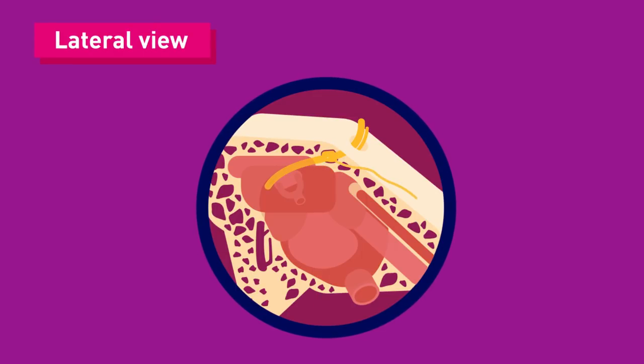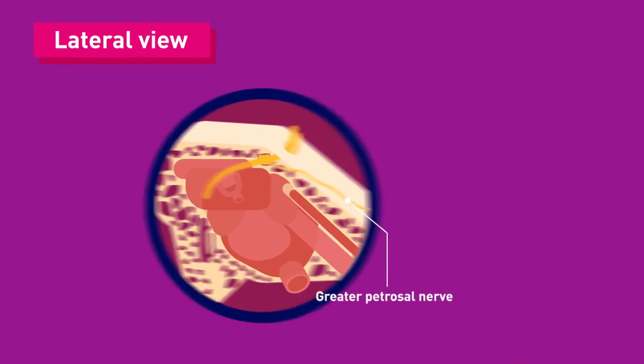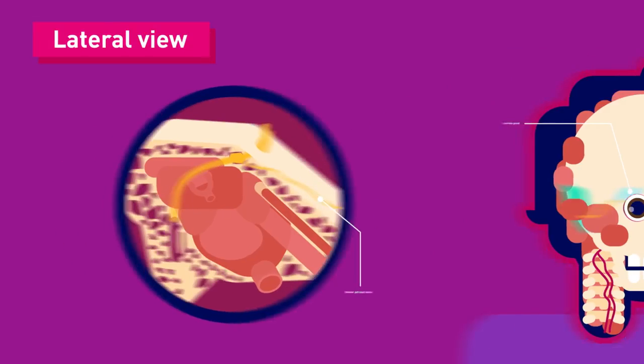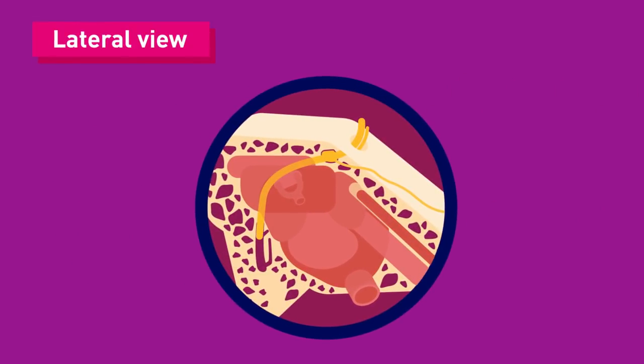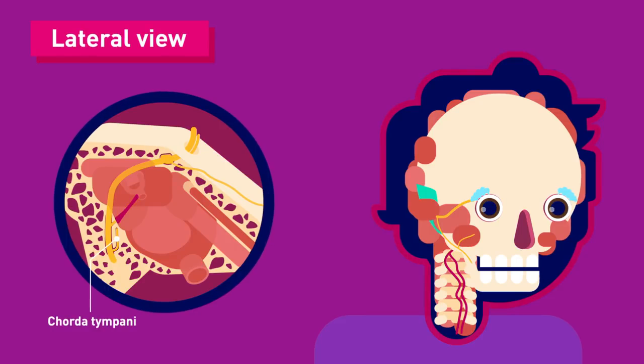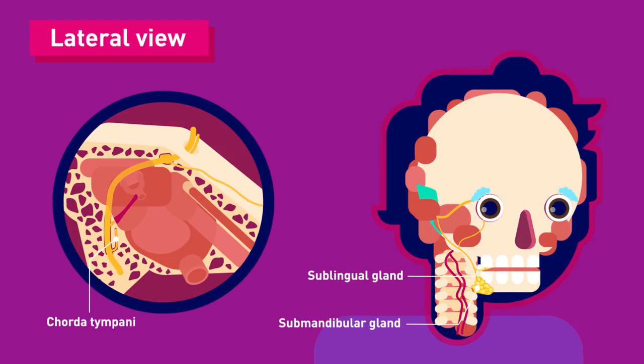Lastly, the nerve gives rise to greater petrosal nerve, which then supplies parasympathetic fibers to mucous glands and lacrimal gland. Nerve to stapedius, which then supplies motor fibers to stapedius muscle of the middle ear. Chorda tympani, which then supplies special sensory fibers to the anterior 2/3 tongue and parasympathetic fibers to the submandibular and sublingual glands.